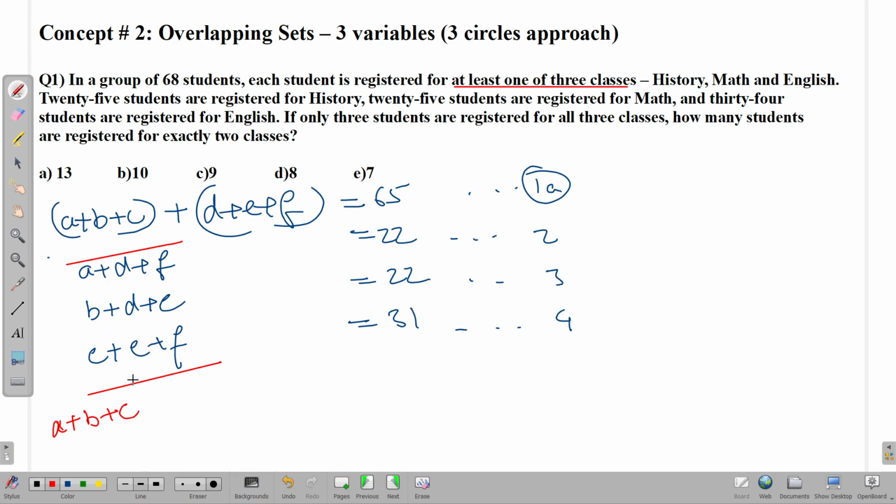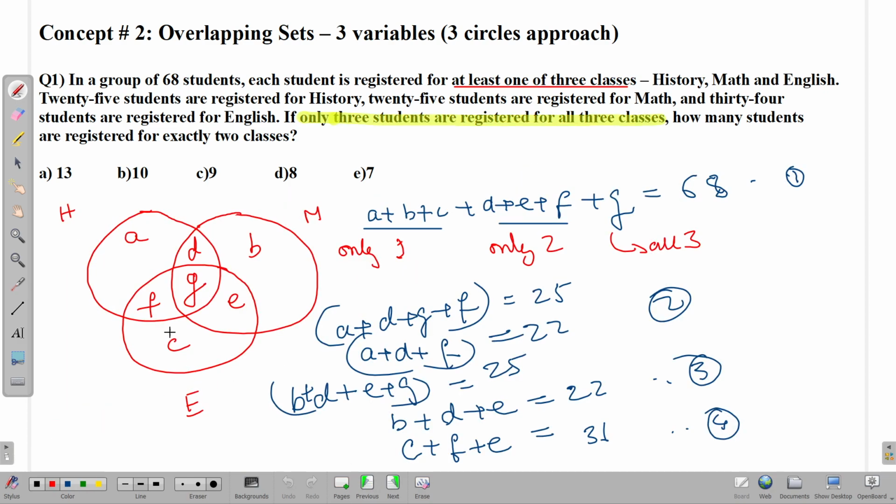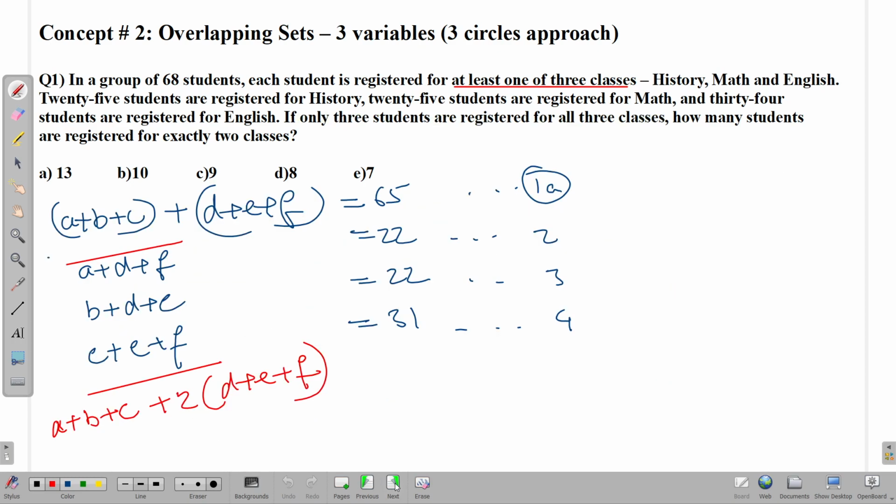A plus B plus C. I'm getting D twice. I'm getting F twice and I'm getting E twice. Just notice this, right? So I can easily say 2 times D plus E plus F, because students are counted twice. I'm summing up the number of students who registered for history, but there's an overlap. There are students who registered for history and English, and students who registered for English and history. That is this F part. So I'm counting F in English and F in history. I'm double counting F, right? That gives me this summation.